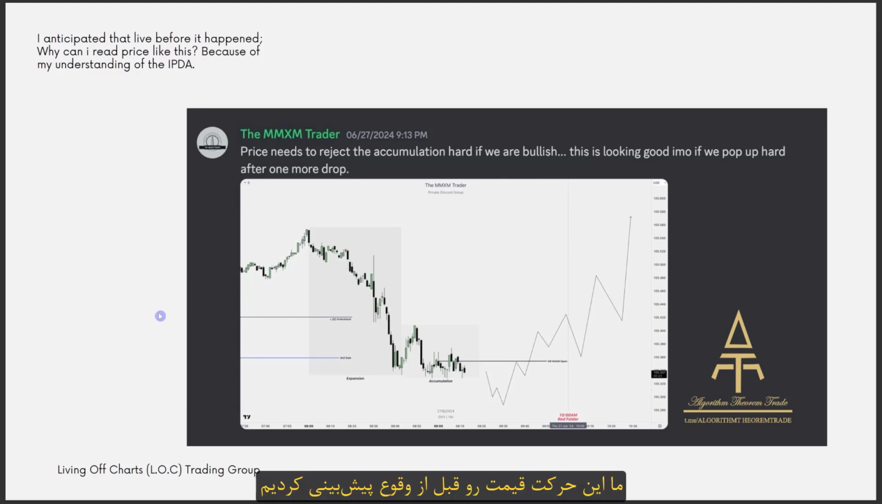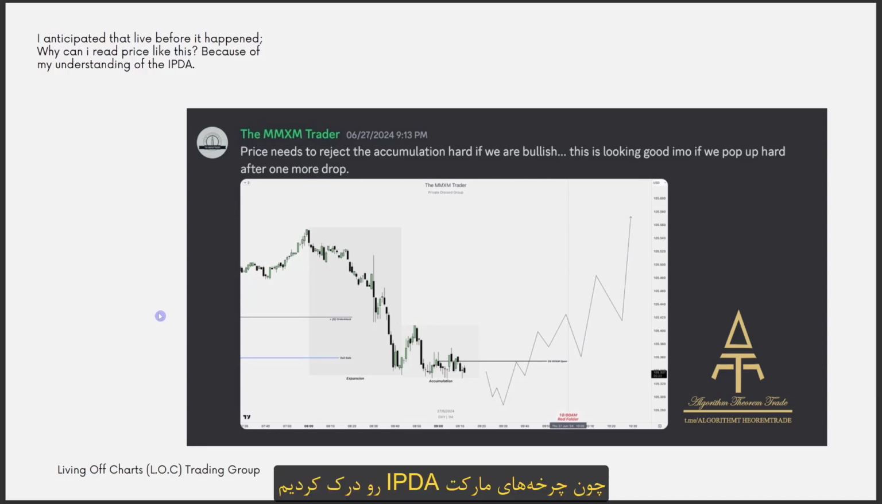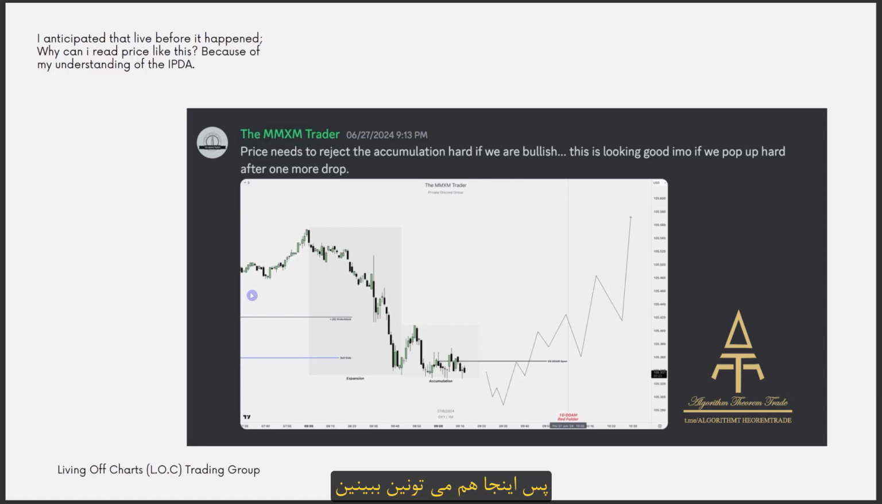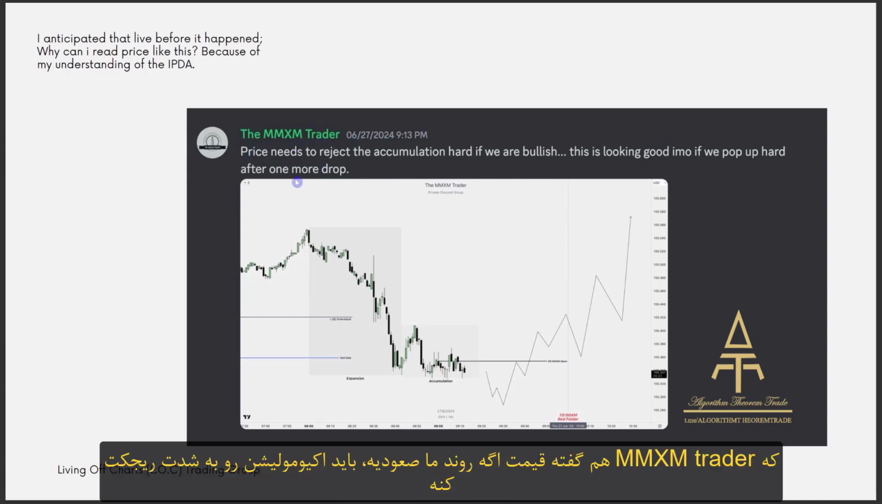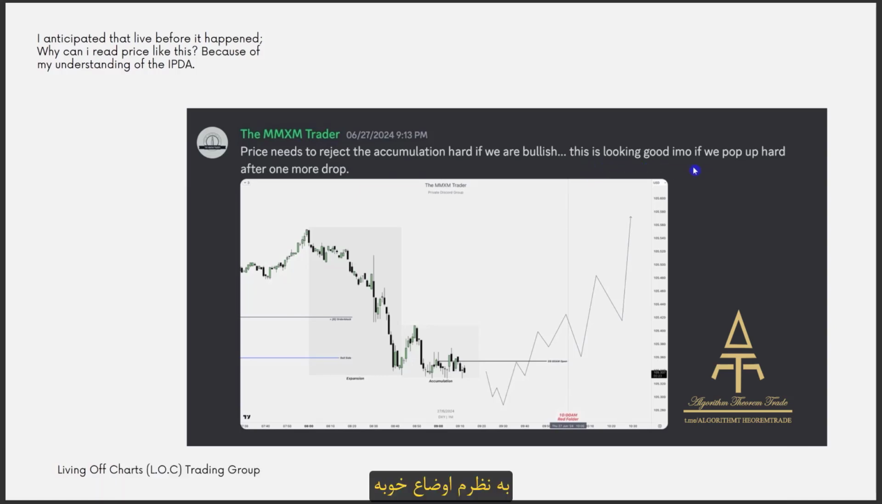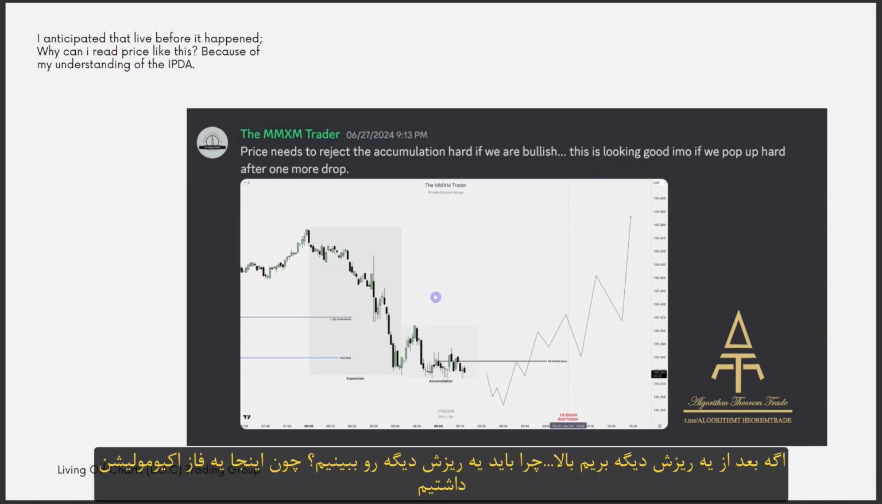Now we anticipated that live before it happened, so why can we read price action like this? Because it's the understanding of that IPDA market cycles, right? So you can see here as well, the MMXM trader posted this: price needs to reject accumulation hard if we are bullish. This is looking good, in my opinion, if we pop up hard after one more drop.